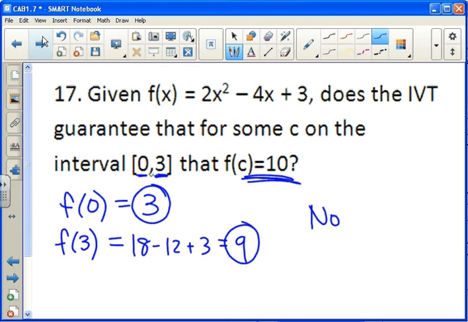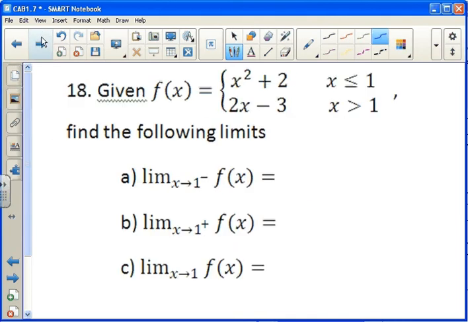18. Given this piecewise function, find the following limits. So first, find the limit as x approaches 1 from the left. Well, if you think to the left of 1, that's numbers that are less than 1. So we will plug 1 into the top equation. So 1 squared plus 2 is 3.